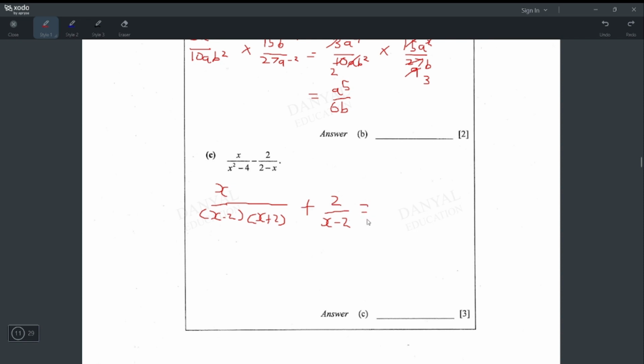And this will actually be equal to x over x minus 2, x plus 2, plus 2, x plus 2. And this is now just basic simplification. 3x plus 4 over x squared minus 4.